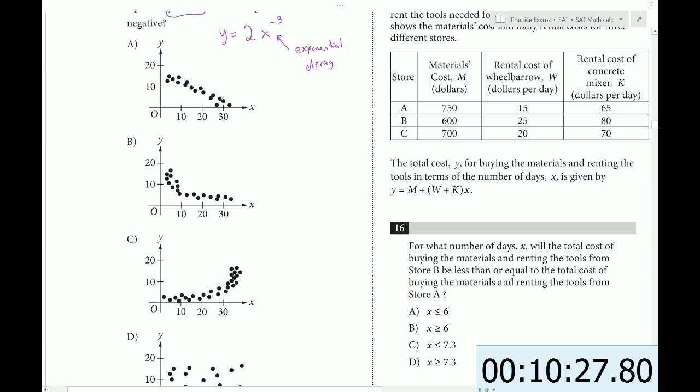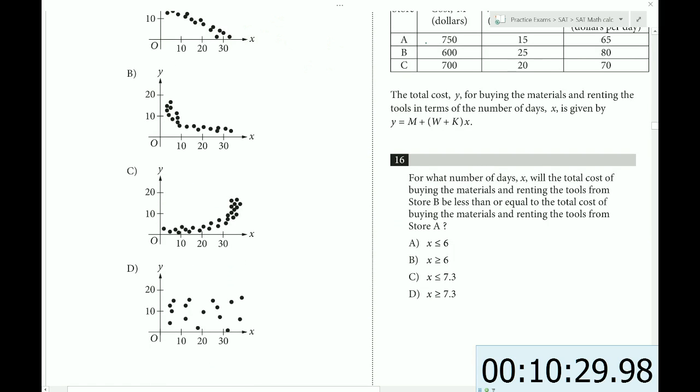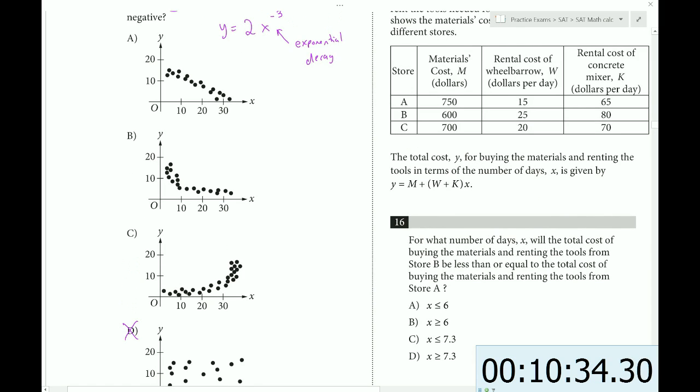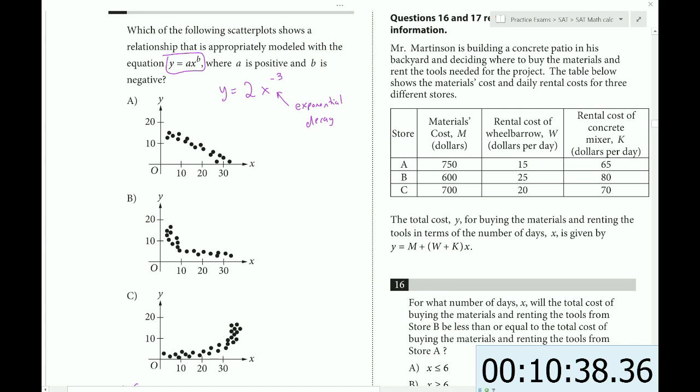Let's see, would that be the case? So this is completely random, so it wouldn't be modeled by any function. This is some sort of growth here, and these are both showing decay, but this looks linear, whereas this looks sort of exponential decay, right? So the answer choice here would be B.